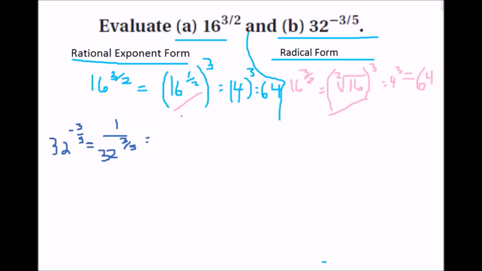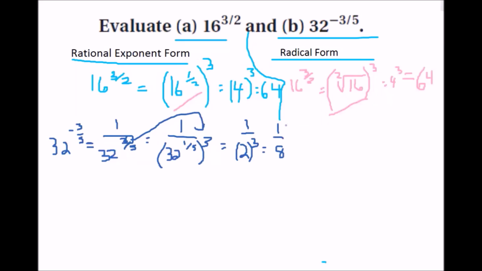We're going to rewrite this as 1 over 32 to the 1/5 to the 3rd power. Because that 5's on the bottom, we write 32 to the 1/5. Bring this 3 outside to the 3rd power. 32 to the 1/5, you can plug that into your calculator. And when you do that, you'll get the answer is 2. Leave that 3rd power. 2 to the 3rd power is 8. So our answer is 1 over 8.